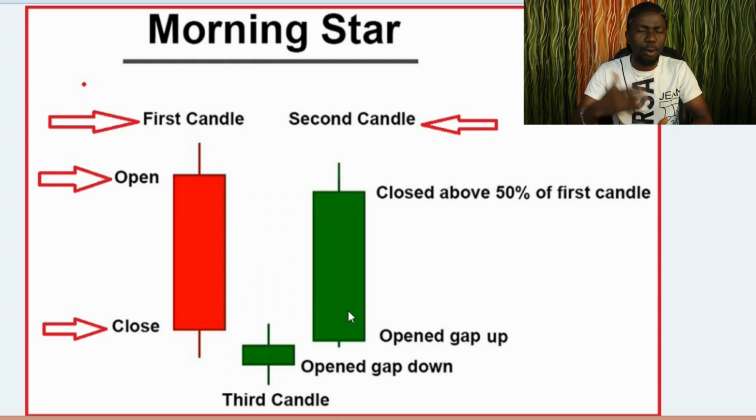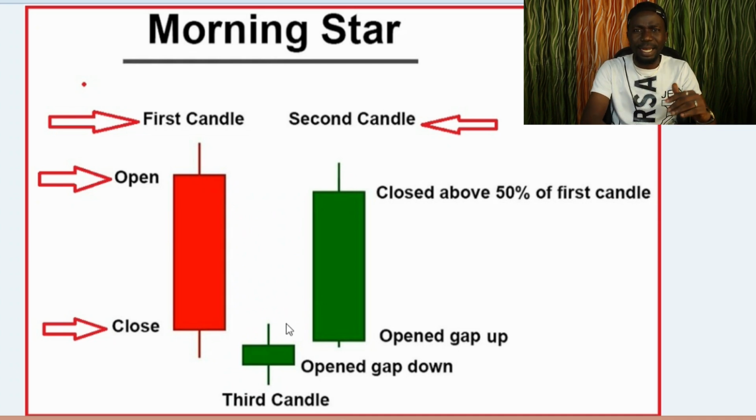So this candlestick pattern works when you identify it at an area of value. Since it is a bullish reversal candlestick pattern, where you are likely to identify it is at a support level. So once you see this candlestick pattern at a support level, you know that this is what we call a morning star.